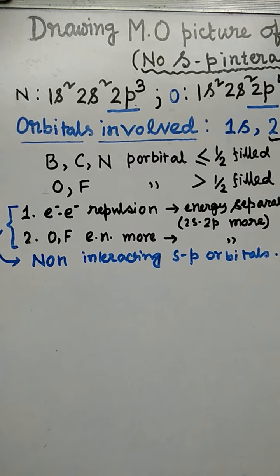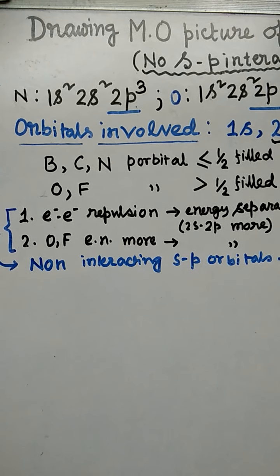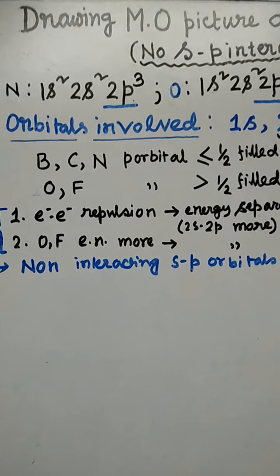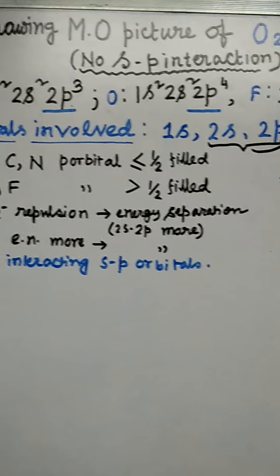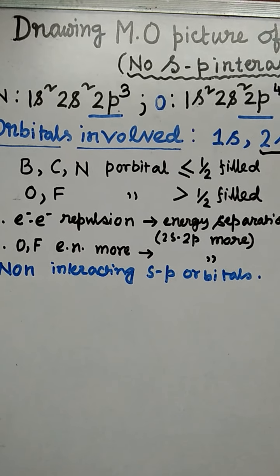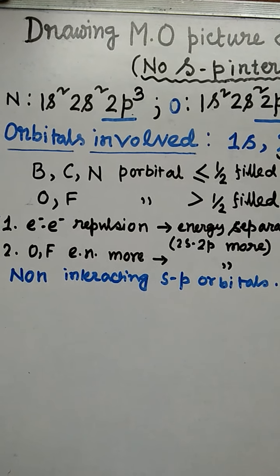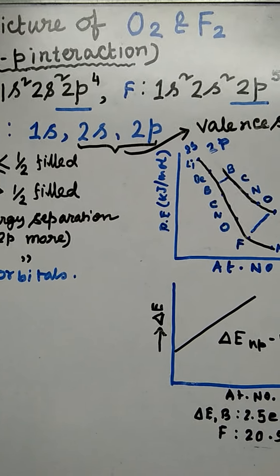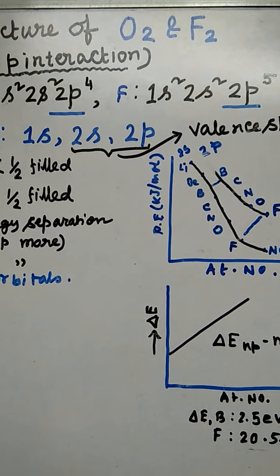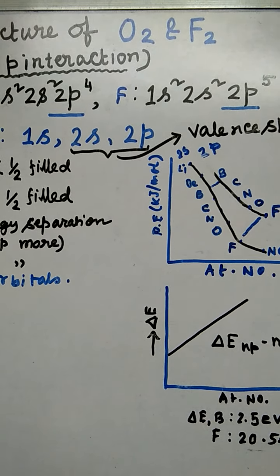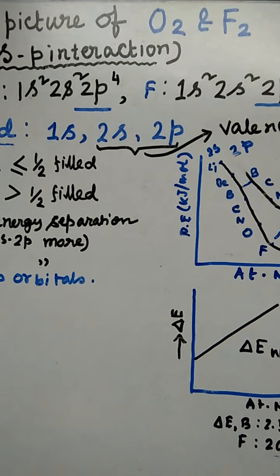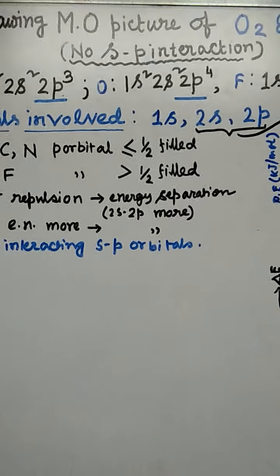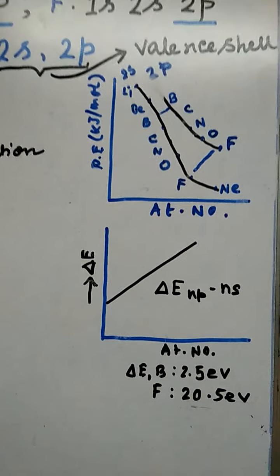boron, carbon, and nitrogen? All these elements have 1s, 2s, and 2p orbitals, and there an sp interaction is present in boron, carbon, and nitrogen. While in oxygen and fluorine, no sp interaction is present while forming the MO orbitals. So why does that happen? Let us discuss that first.